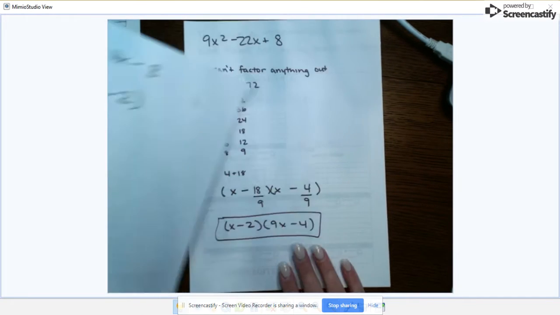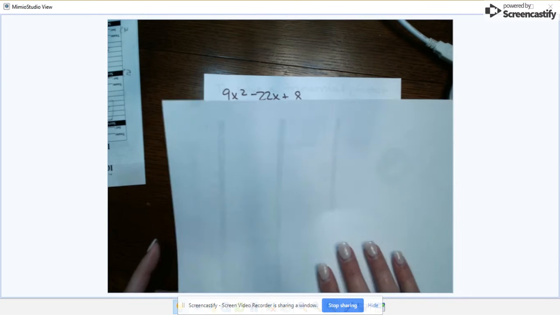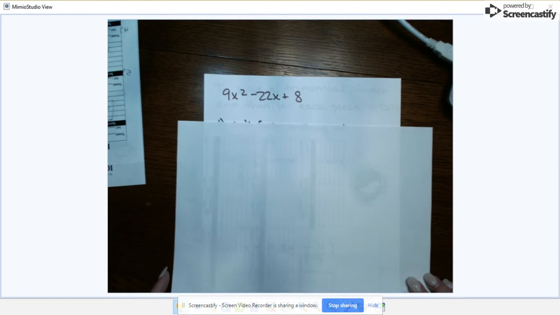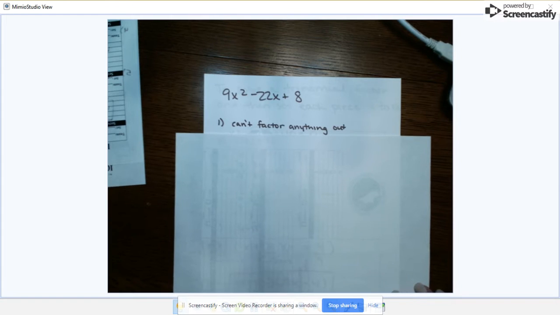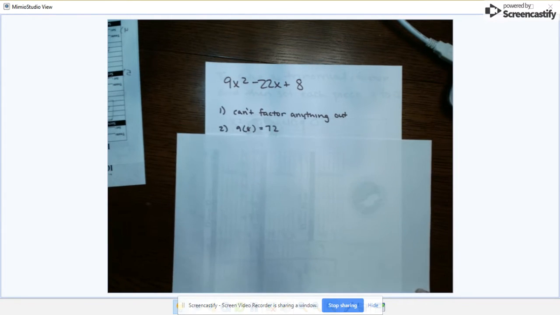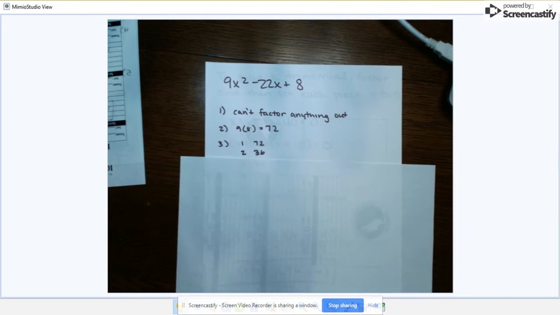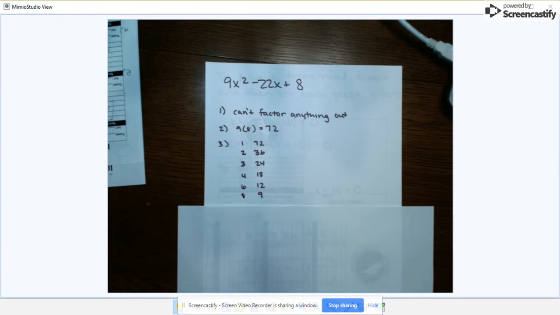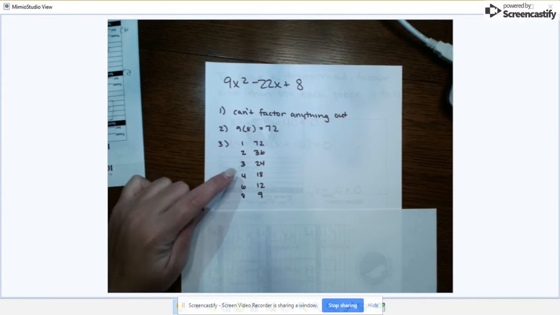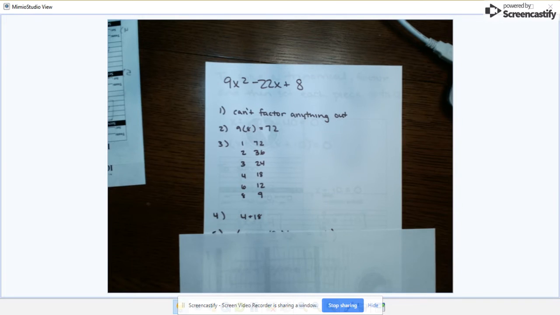Let's do another example. Here we have a 9x squared minus 22x plus 8. Step 1 says factor out a GCF. Well, we don't have anything to factor out. Step 2 says multiply leading coefficient and constant. Step 3 says list the factors of that product that we just got. So here are our factor pairs of 72. Step 4 says pick the pair that's going to add or subtract to 22. Well, 4 and 18 go ahead and add to 22.